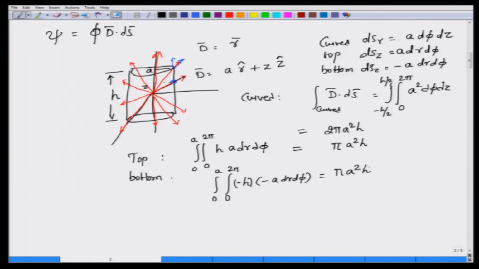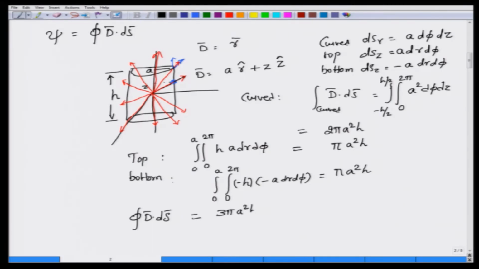So, the total contribution to the integral D dot dS from all the three surfaces can be added up, and for this cylindrical surface that we have considered, the integral of D dot dS will be equal to 3 pi a square h.